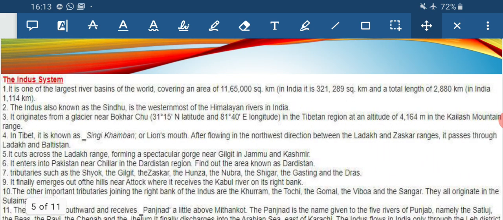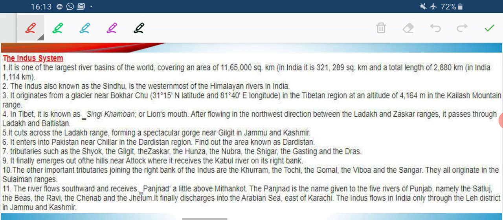Now let us move to the features of Indus system. What are the basic features of Indus system? It is one of the largest rivers of the world, and it covers 11,65,000 square kilometer, but in India it is only 3,21,289 square kilometer, and the total length is 2,800 kilometer, in India which is 1,114 kilometer.